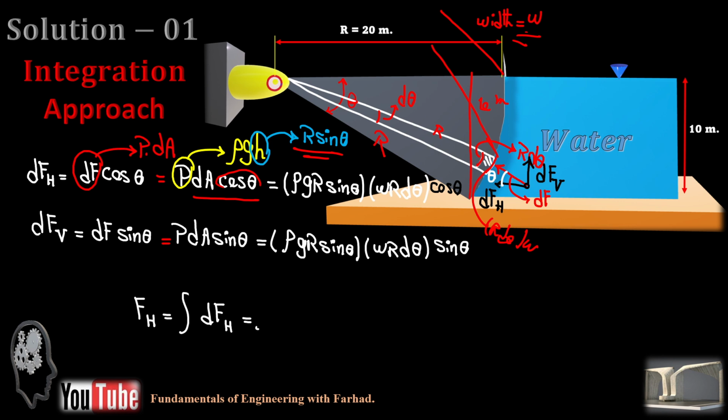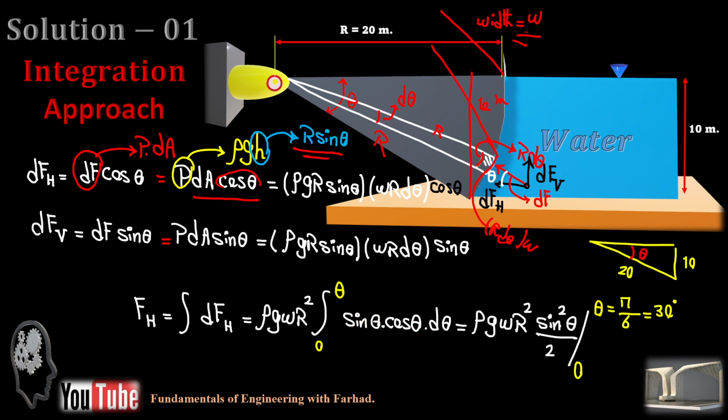Let's jump to the horizontal component of force. We know F_h is nothing but the integration of the differential horizontal force. If we take all the constants outside the integration, from 0 to theta, sine theta cosine theta d theta. Looking at the problem statement, the hypotenuse is 20 meters and the vertical component is 10, so one can easily say theta is sine inverse of 10 over 20, which is a half, and that's nothing but pi over 6, or 30 degrees.